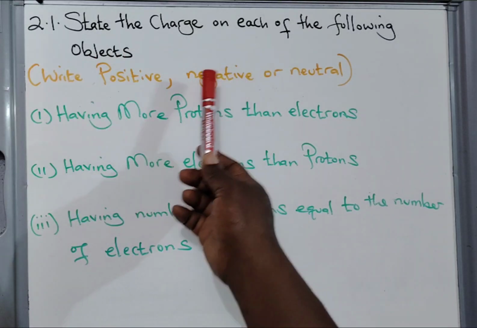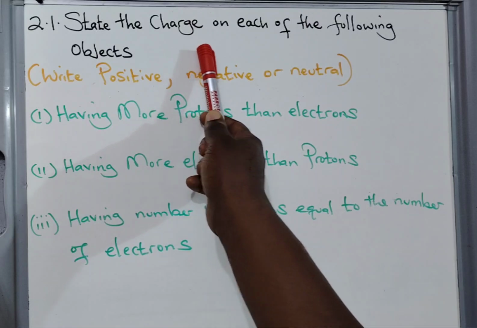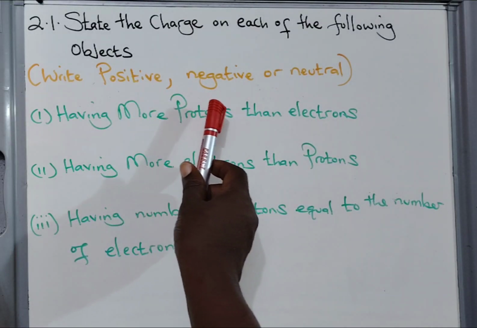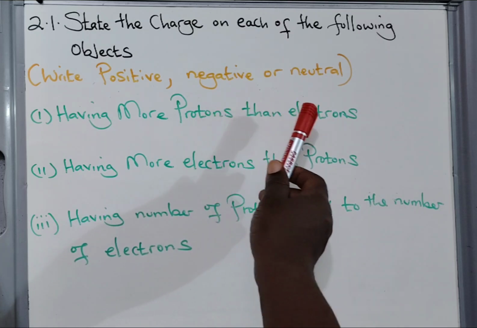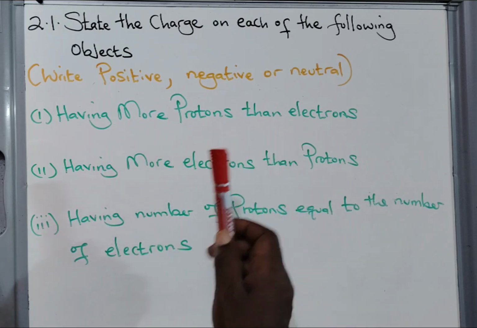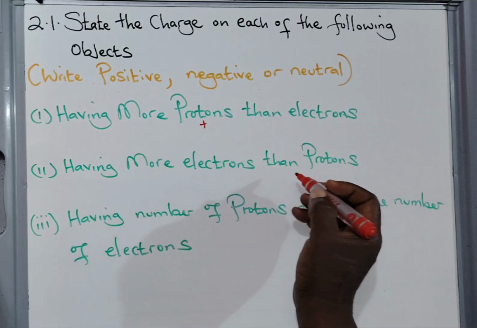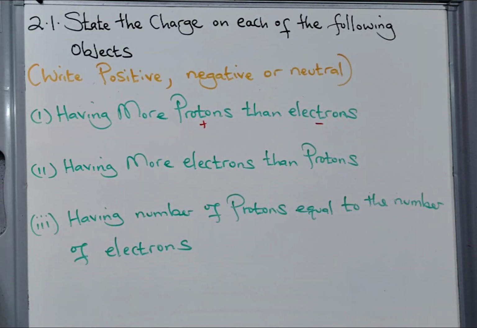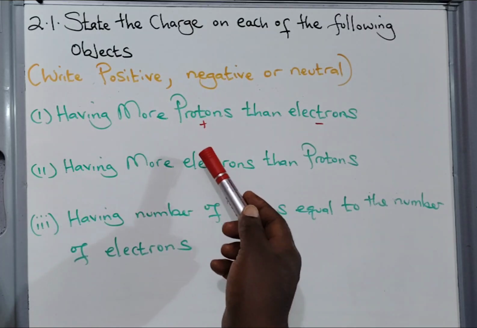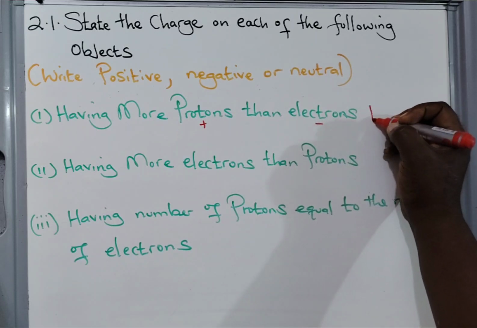Okay, tonight we're looking at this question. It says, state the charge on each of the following objects. Write positive, negative, or neutral. The first one says having more protons than electrons. We need to recall that protons are positively charged and electrons are negatively charged. So when protons are more, the material takes the charge of what is more. So here, the material will be positive.